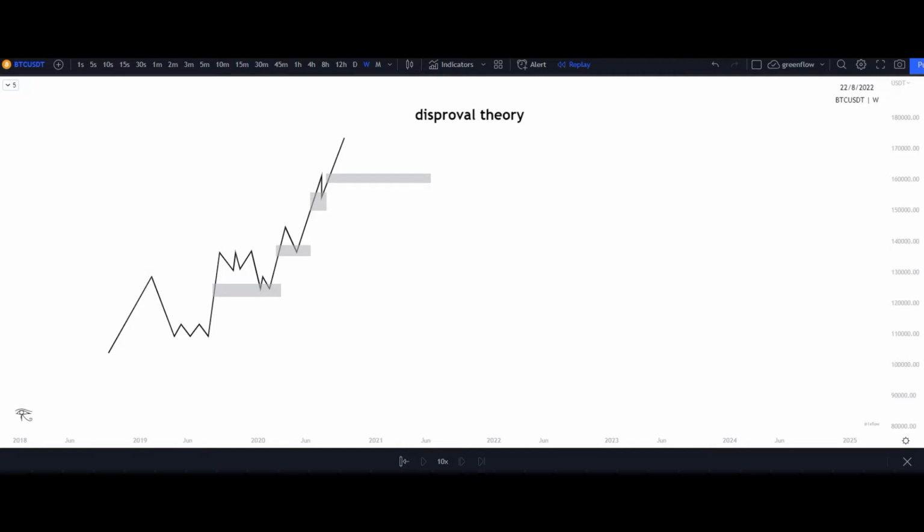Once price starts to show some type of move to the downside after a displacement, then my long scenario that I'm looking for, after we raided highs and then broke this demand zone to the downside, has now shown me that disproval theory. A lot of people will look at this and say, this could be a flip zone. And that's entirely true.